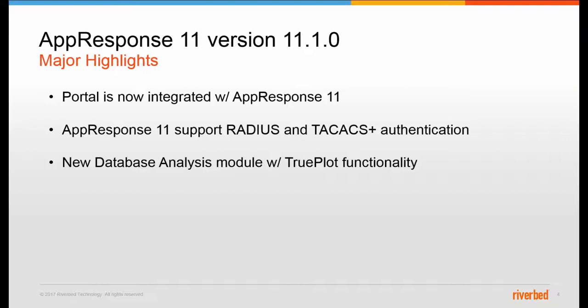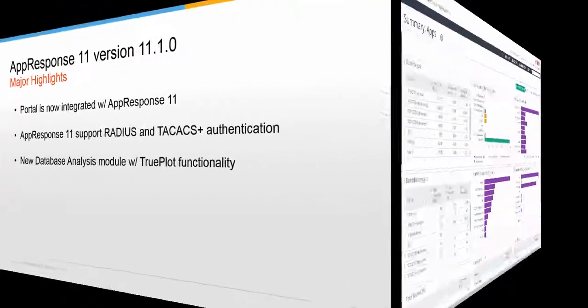AppResponse 11, version 11.1.0. AppResponse 11 is now integrated with Portal. AppResponse 11 supports Radius and TACACS Plus authentication. In this release, the new module, Database Analysis, or DBA module, with TruePlot functionality is now available.